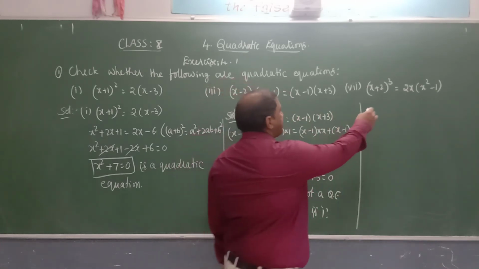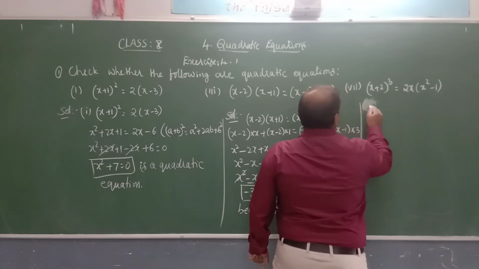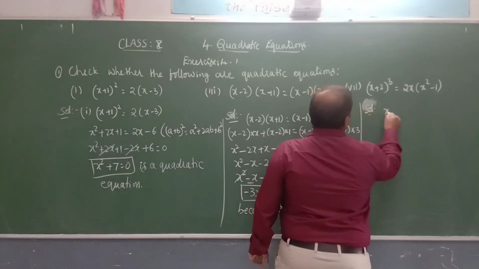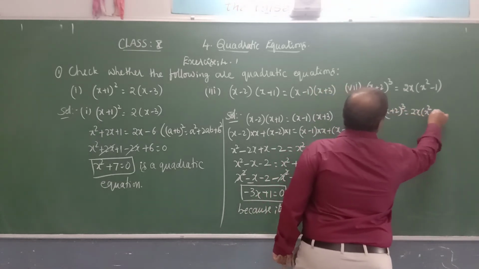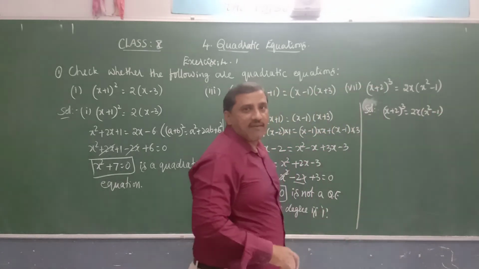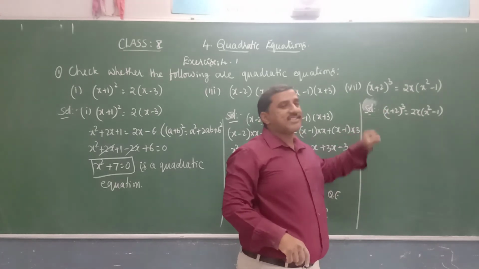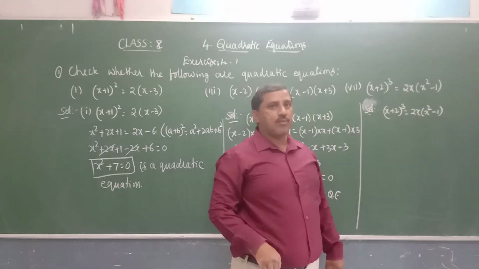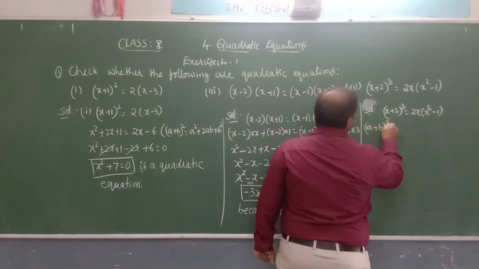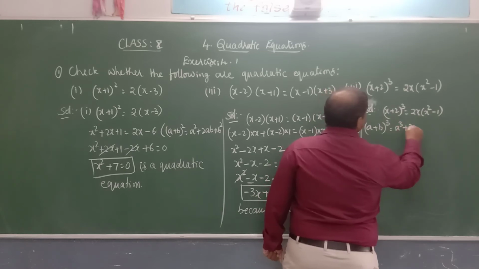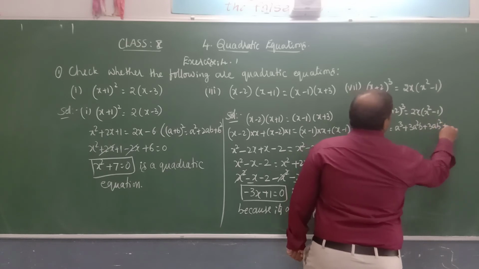Now we will discuss the seventh sum. It is x plus 2 whole cube is equal to 2x into x square minus 1. So on the left hand side, LHS, we have x plus 2 whole cube. It is in the form of a plus b whole cube. What is the formula for a plus b whole cube? A plus b whole cube is equal to a cube plus 3a square b plus 3ab square plus b cube.